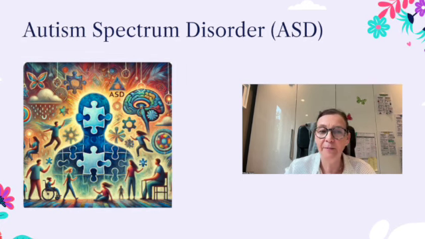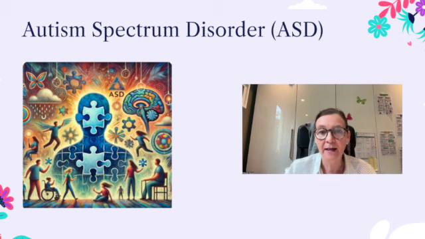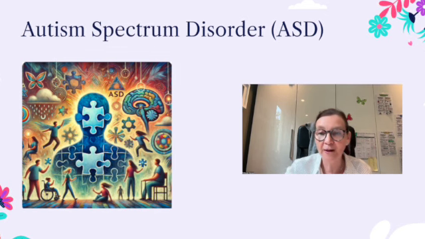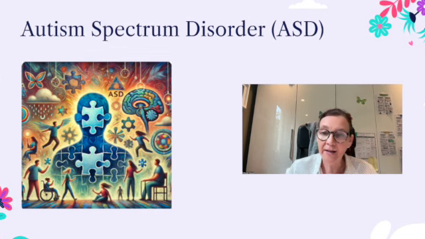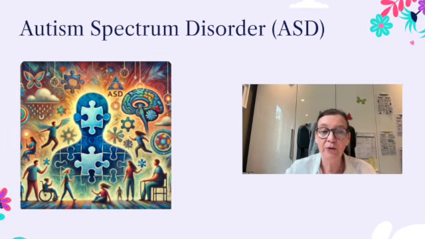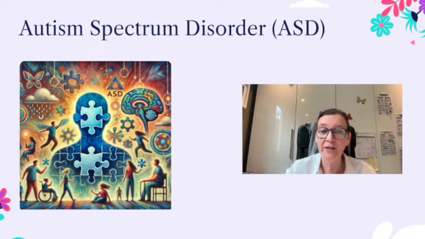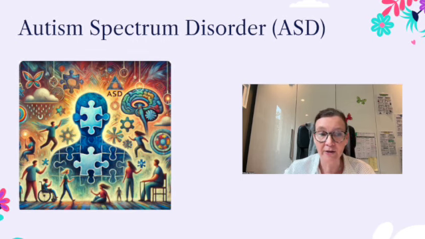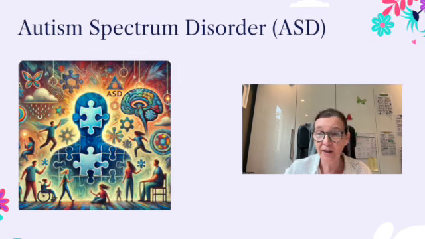These characteristics can appear differently in each person with ASD, which is why it is considered a spectrum disorder. So while the exact cause of autism spectrum disorder is still being researched, scientists believe it results from a combination of genetic, physiological, and environmental factors. Here's what we know. The genetic causes.